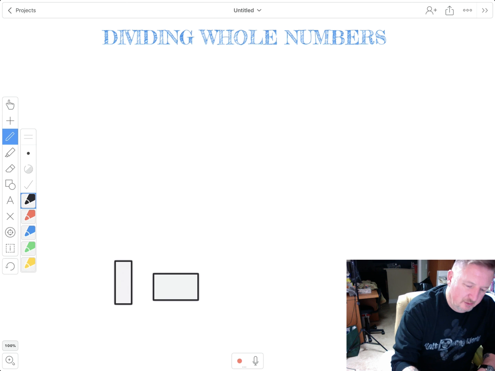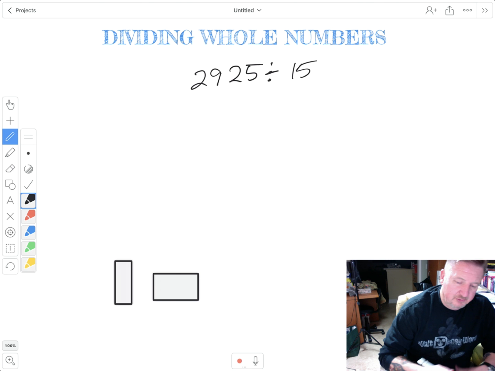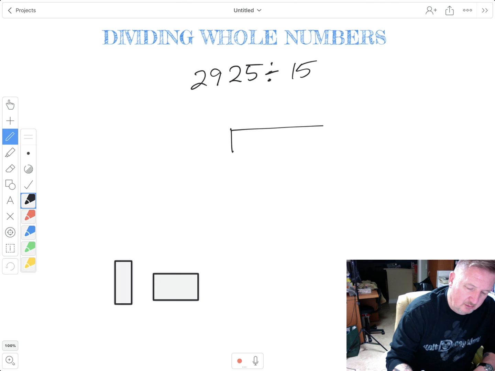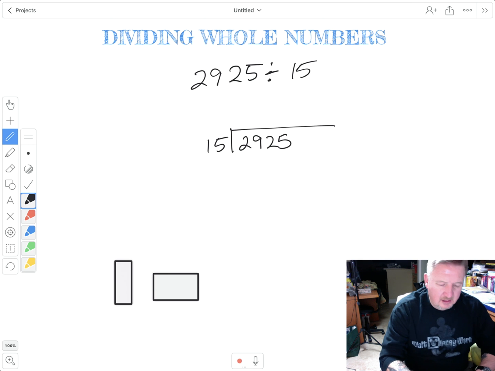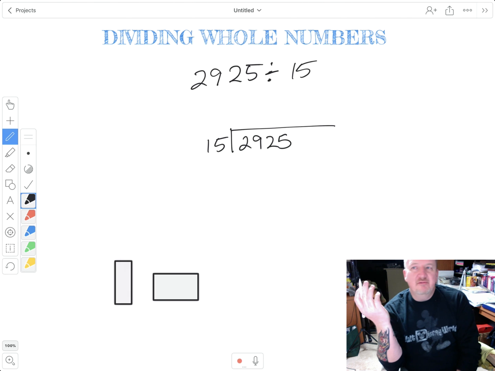All right, so my problem states that I have 2,925 divided by 15. Okay, so first thing I want to do is set up my problem. 2,925 divided by 15. All right, so here's what I do. I'm looking at this 15, and it's hard to divide by 15.